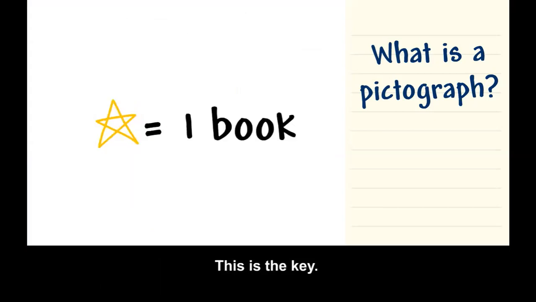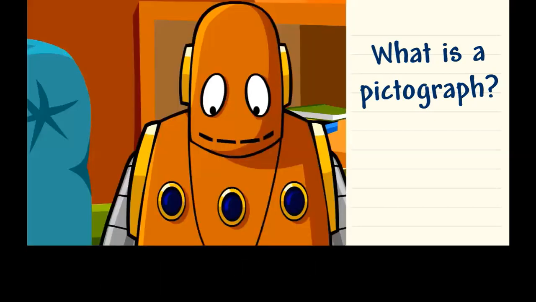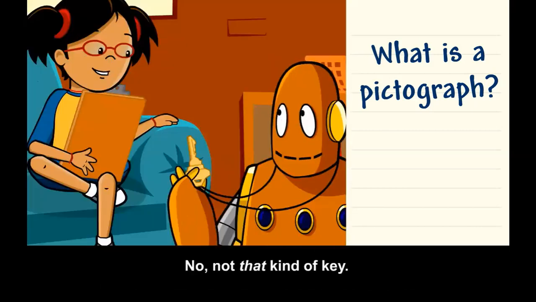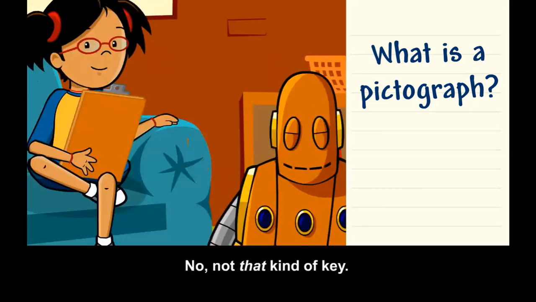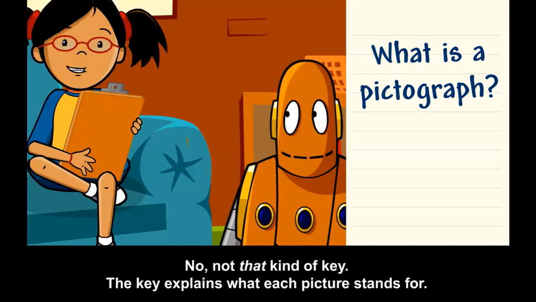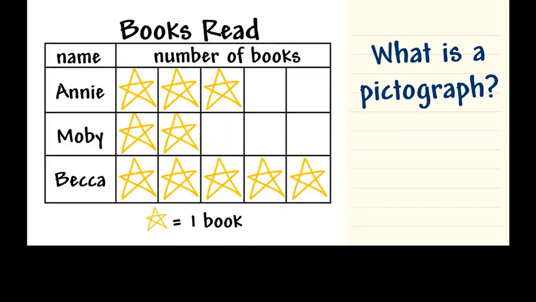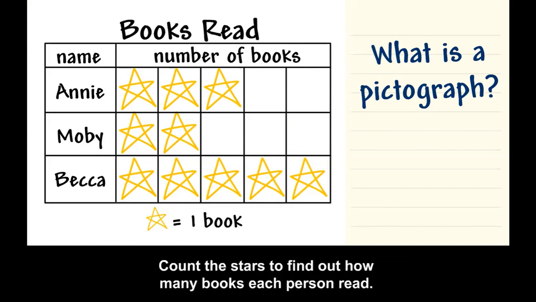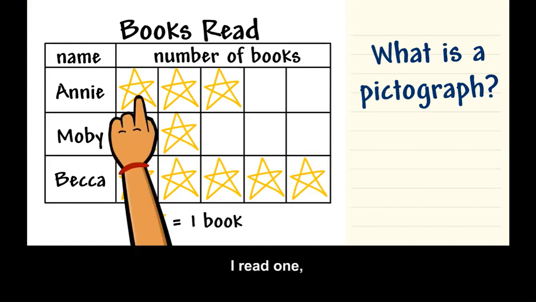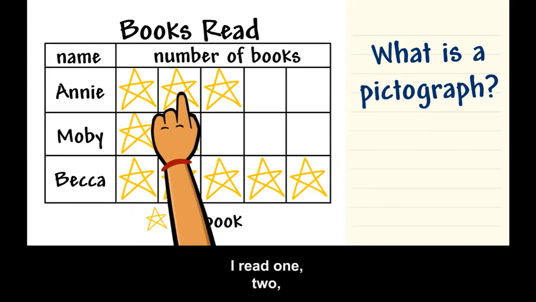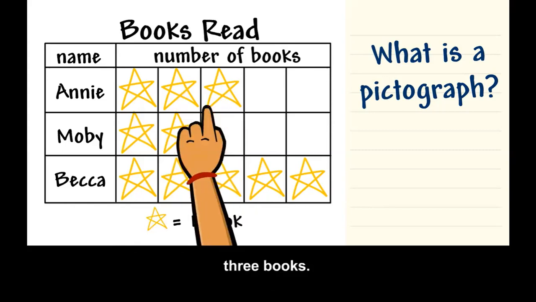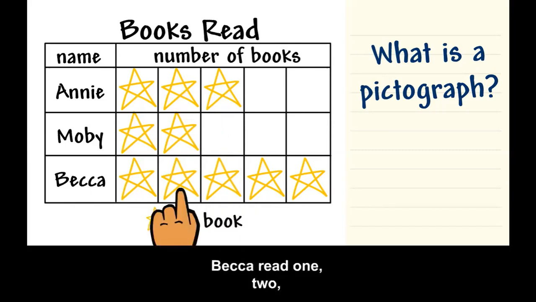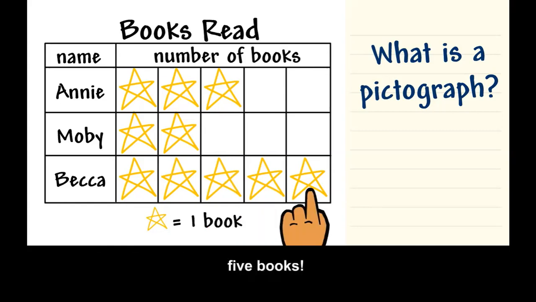This is the key. No, not that kind of key. The key explains what each picture stands for. According to this key, 1 star on the graph stands for 1 book. Count the stars to find out how many books each person read. I read 1, 2, 3 books. Becca read 1, 2, 3, 4, 5 books.